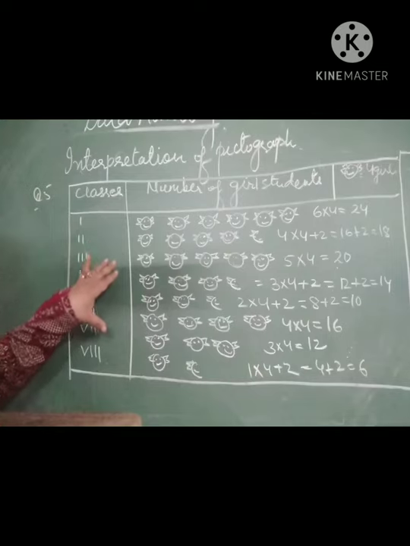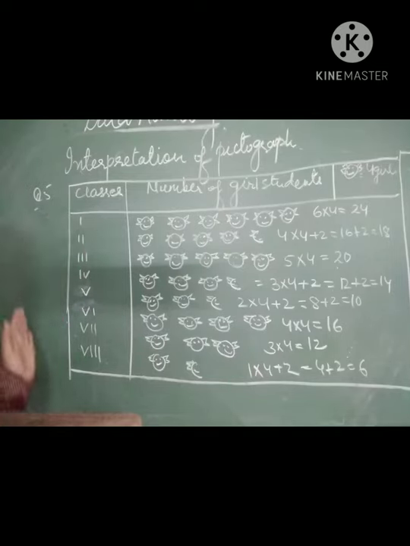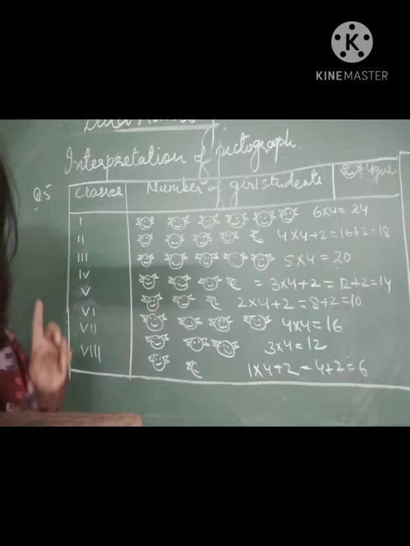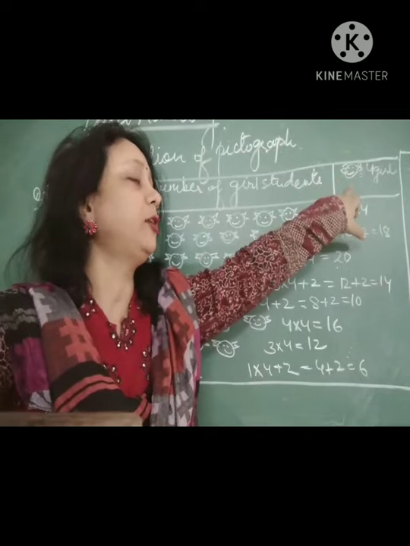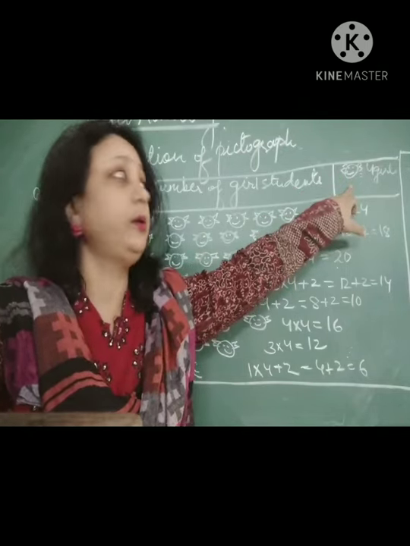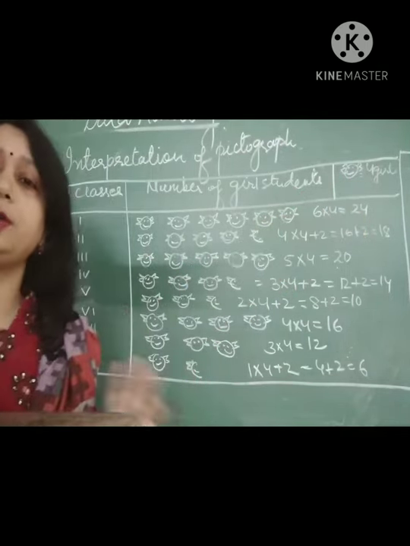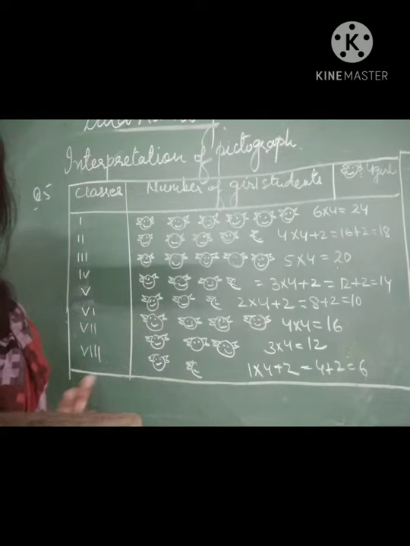Here we are representing how many girl students there are in different classes from 1st to 8th. One scale is already given at the top right side of the graph: one picture of a girl represents 4 girls. One picture represents 4 girls.